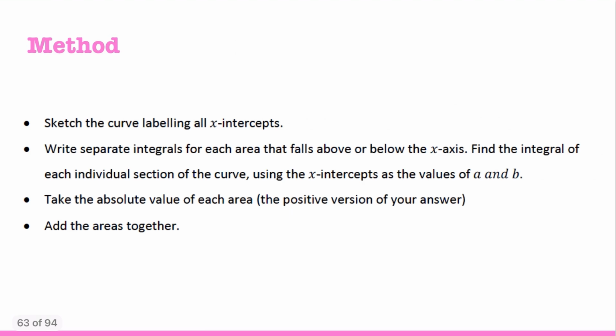So overall method, first thing you need to do is sketch. Otherwise, how will you know if something's above or below? Sketch it, label the x-intercepts, because that's going to be your bounds. What you need to do is write separate integrals for each of the areas that fall below or above, and then find the integral of each individual section using the x-intercepts of A and B. Take the absolute value, or I would suggest chucking a negative in the front or flipping the boundaries, and then finally add all the areas together.